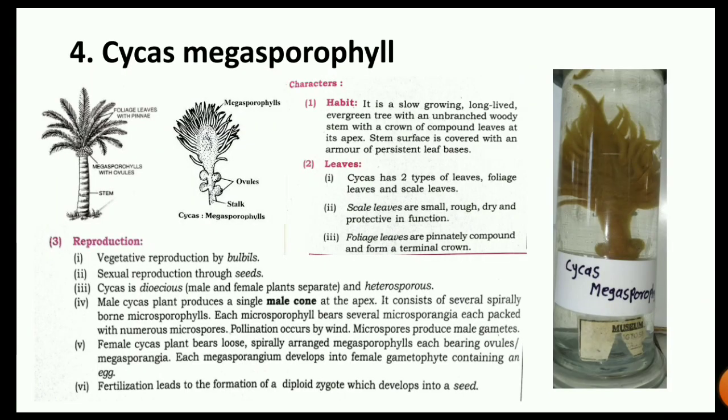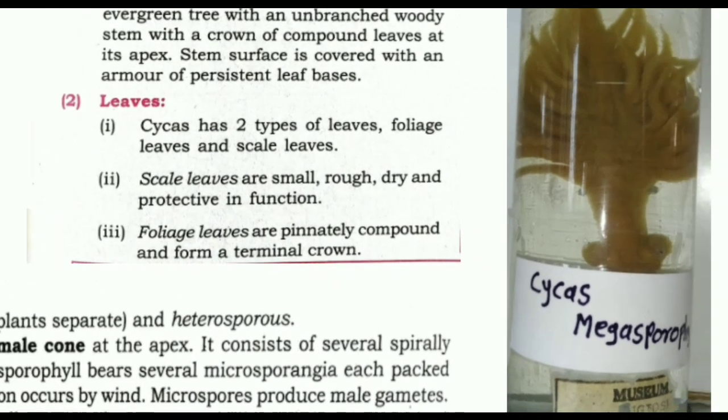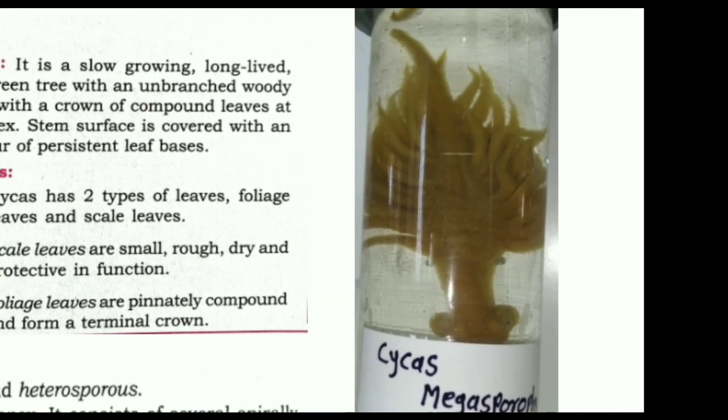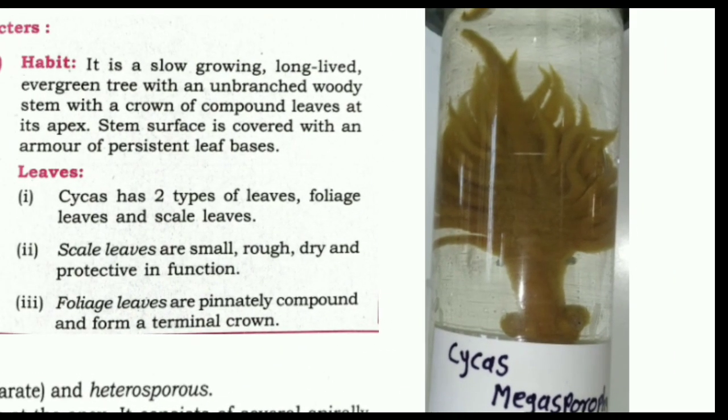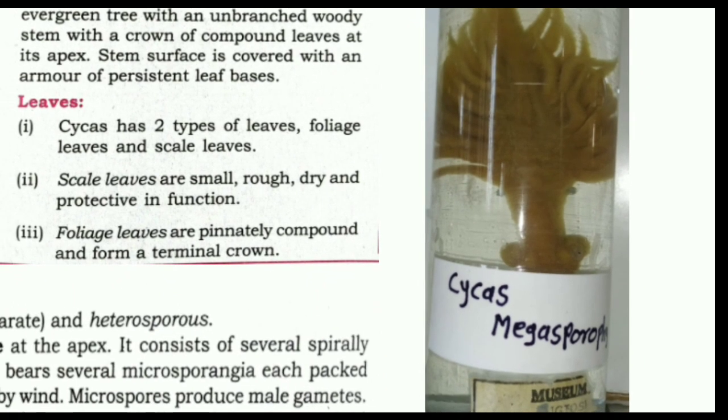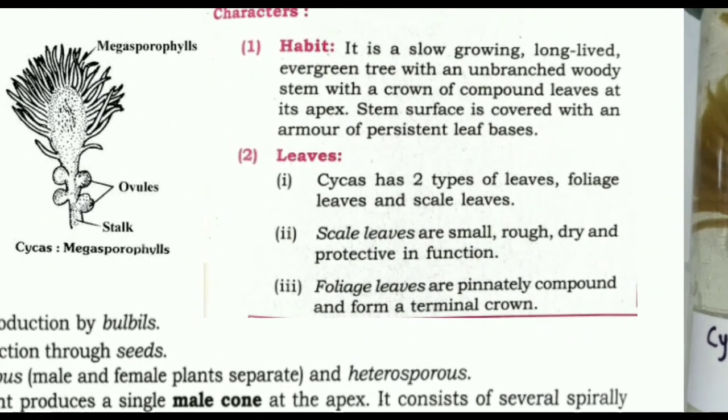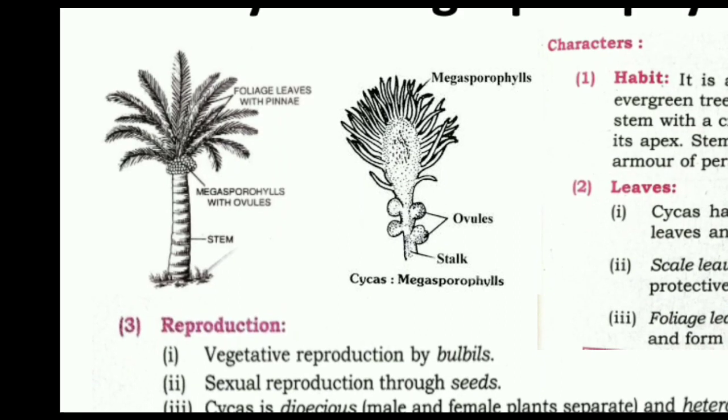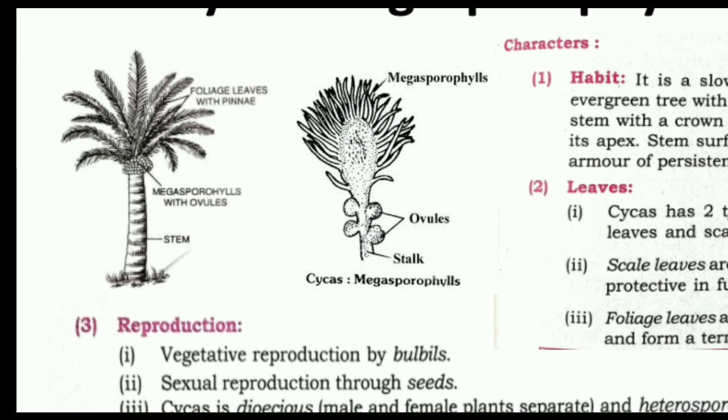Now the fourth and the last specimen is Cycas megasporophyll. Now here let me first tell you that this is not the entire plant but just the female reproductive part of the plant. Okay, so what you can see over here is not the entire plant but the part of a plant, the female reproductive part of the plant, which is called Cycas megasporophyll. Now here the actual plant looks like a coconut tree. You can see over here.